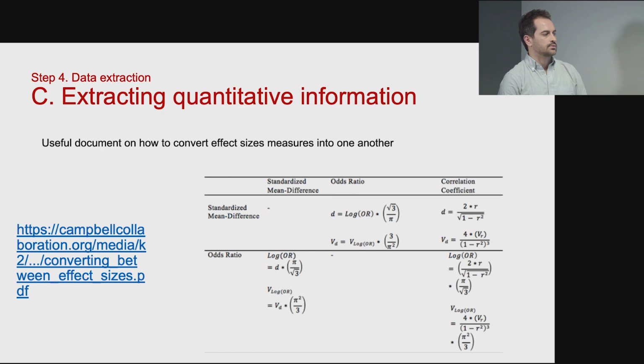I put the web address for the document here. It's a PDF where you find a lot of very useful formulas to convert among effect sizes. For example, if you have a Cohen's d, you want to convert it into a correlation coefficient, etc. Just click here to access the document. There are a lot of these formulas.